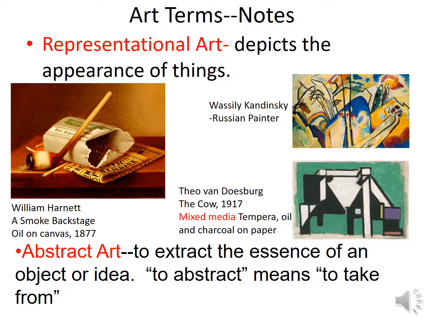Abstract art means to extract the essence of an object or an idea. To abstract means to take from, and this can mean either 1, a work of art that depicts natural objects in a simplified, distorted, or exaggerated way. Below is an example, Theo van Doesburg's The Cow, mixed media created in 1917. We can still see that it is representing a cow, but it's been distorted and flattened.